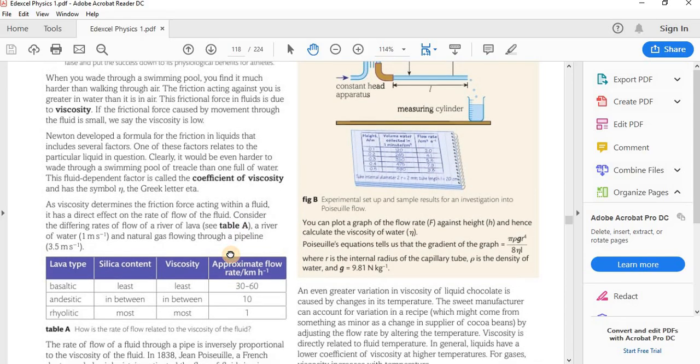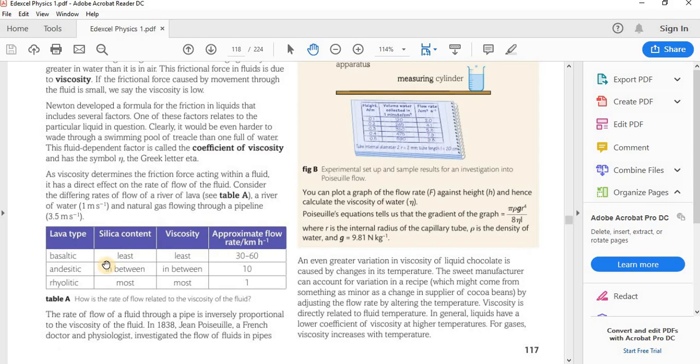Okay, let's have a look at table A. You can see that lava, so this is for lava, and water, it flows 1 meter per second, and natural gas flows even faster, flowing through a pipeline. Okay, there was a question in a past paper regarding these lava types. You can see lava, this one, silica content least, viscosity least. Then the flow rate, what I told you is when the viscosity increases, the flow rate decreases. Okay, so yes, when the viscosity increases, the flow rate decreases.